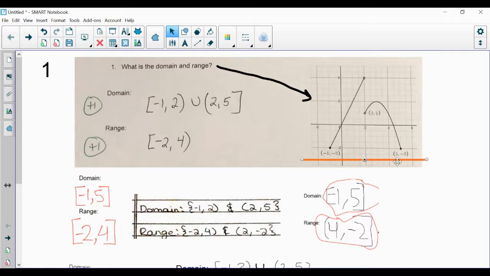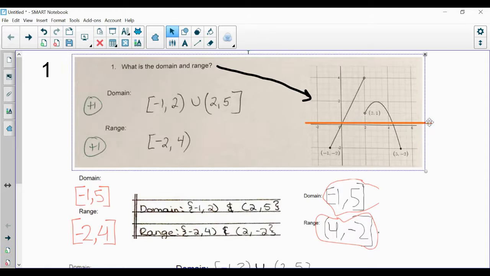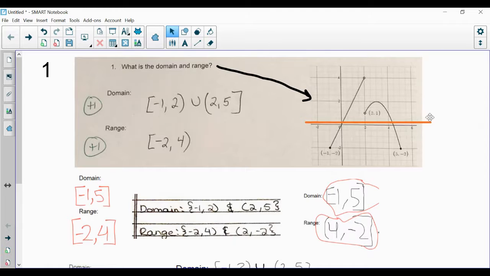For the range, it works going this way. So -2 gets hit, everything's getting hit. 1 still gets hit, even though this is not a value. There is a y=1 value over here, so it continues to get hit all the way up until 4, which doesn't get hit. So -2 is a bracket, 4 is a parentheses.